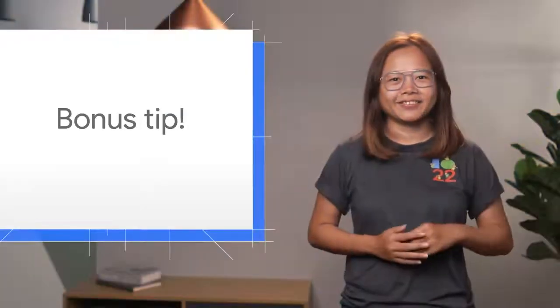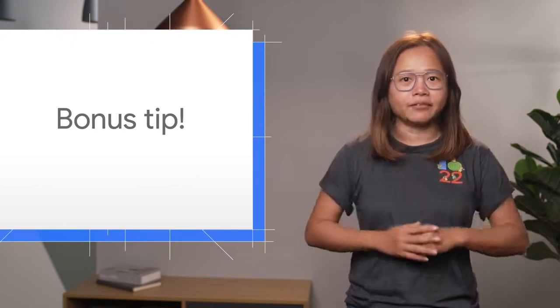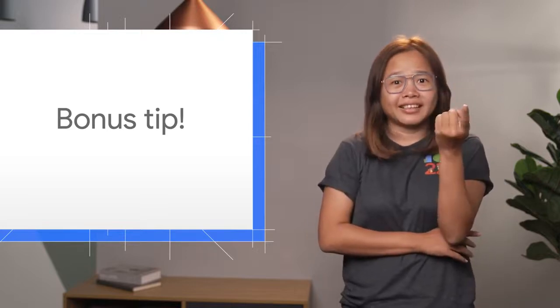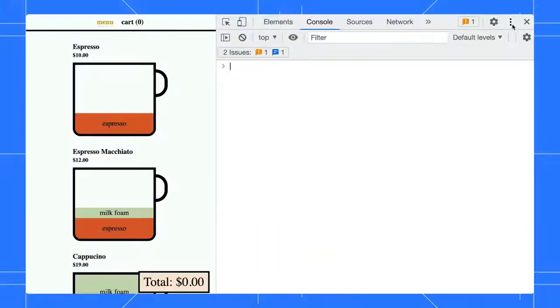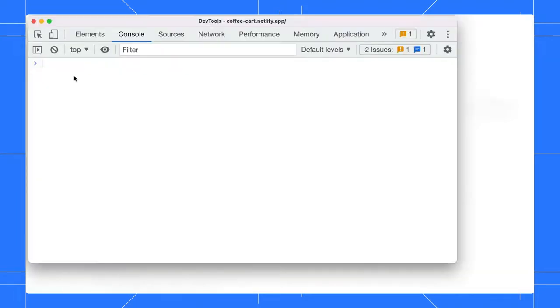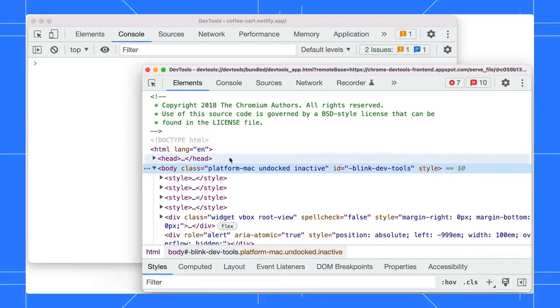Here is a bonus tip. Do you know you can inspect DevTools with DevTools and record the user flow with it? Doesn't that sound a bit confusing? Let's undock DevTools into a separate window. In the console, type Command Option C to open another DevTools. Our team uses this feature to inspect and debug Chrome DevTools itself.